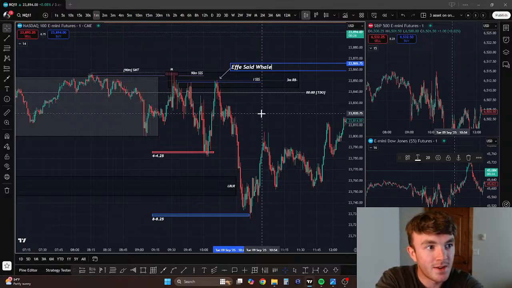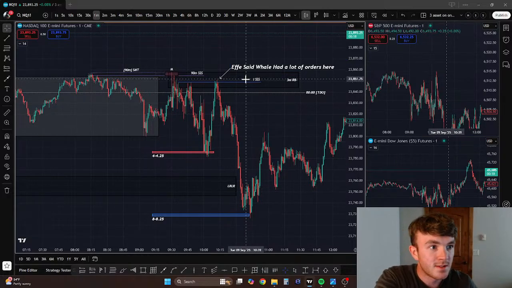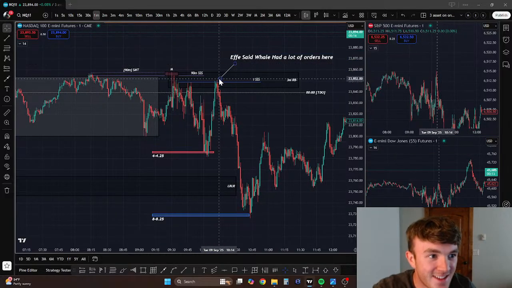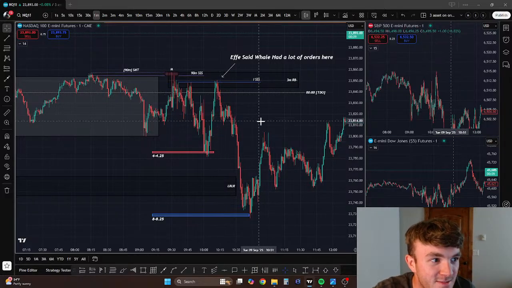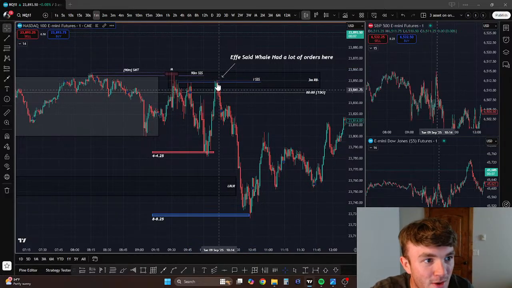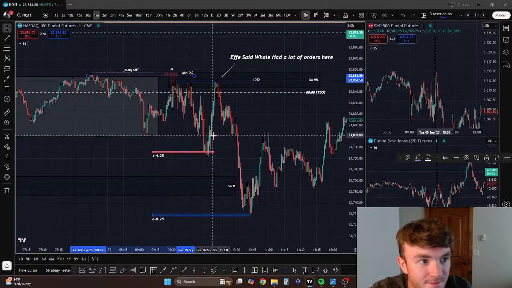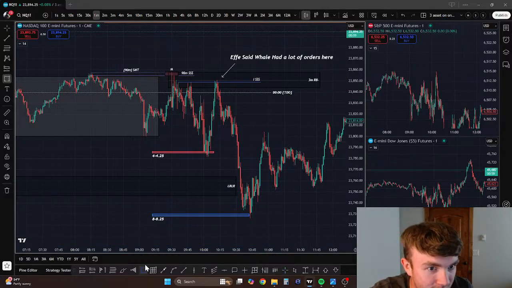Said whale had a lot of orders here, right? No way, you shorted here? That's crazy. Yeah, man, that was a nice Phoenix model, I can't lie. We perfectly tapped that consequent encroachment. And we manipulated midnight. Just super, super nice.